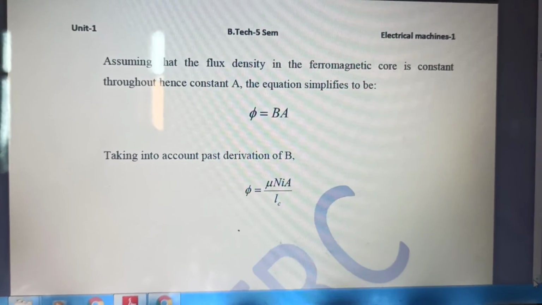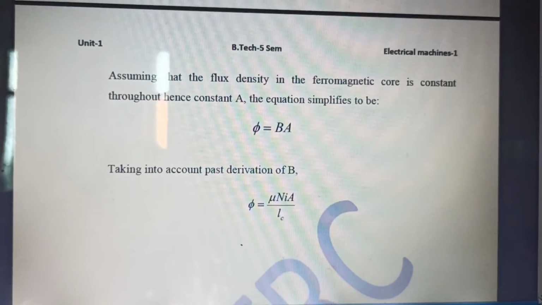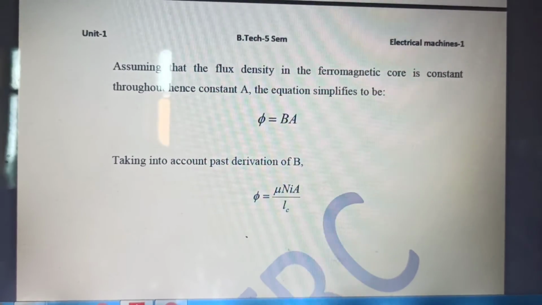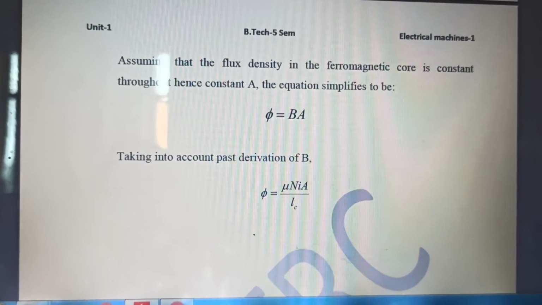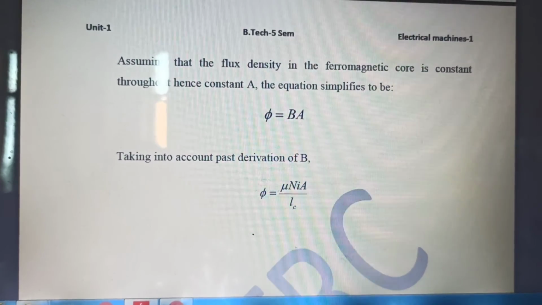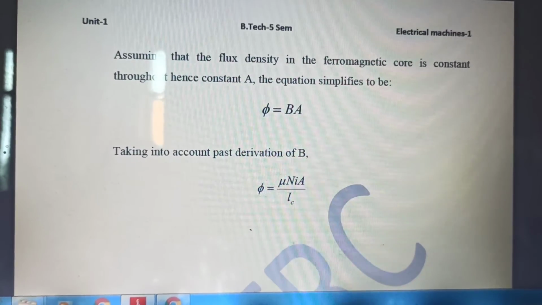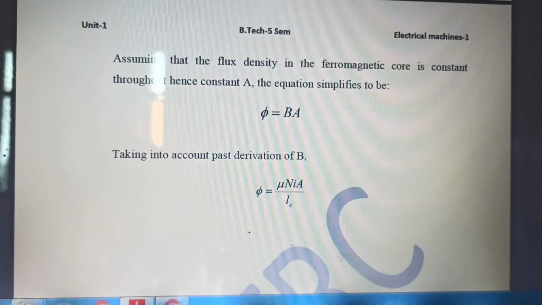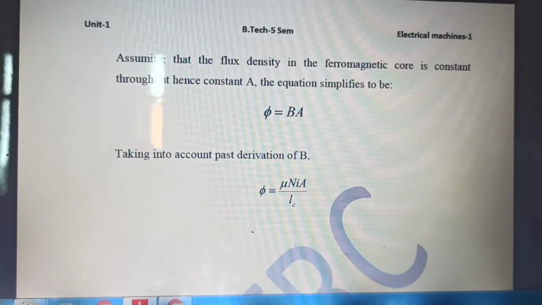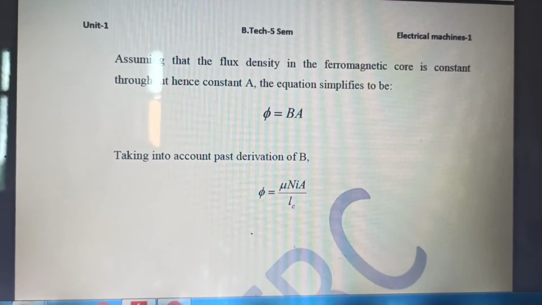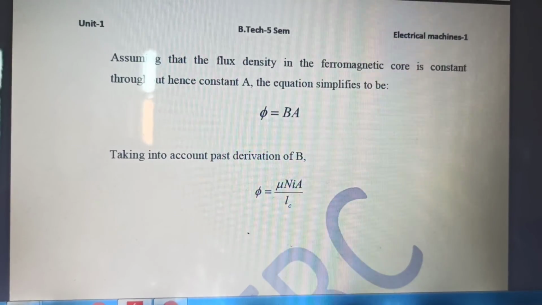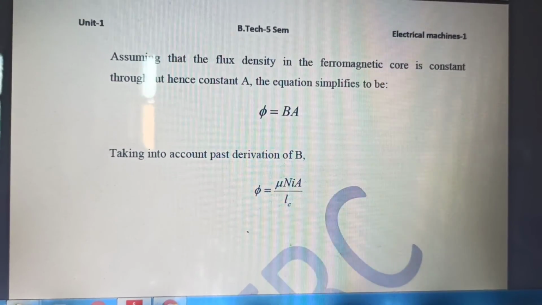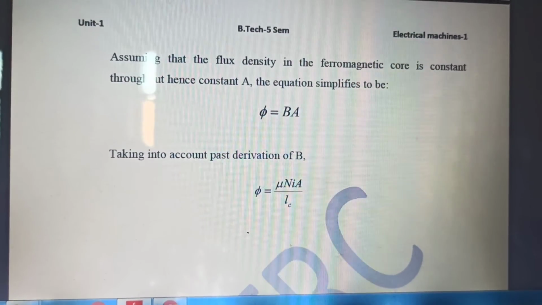I think till this point it is quite clear, so I would like to revise everything. First of all, we discussed the core, then the mean path length, and what it will be in case the core is circular. I also shed light on the value of N, I and the inductance L. After that, we moved on to the discussion of the relation between B and H.